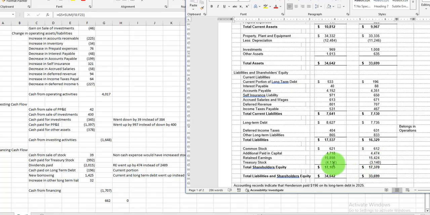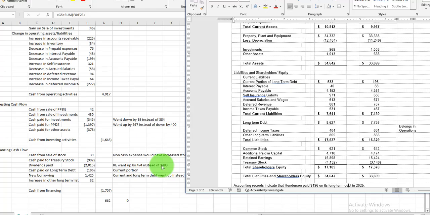Our treasury stock went more negative, which means we bought shares, we spent cash. That's always a contra equity account, like we learned in an earlier week. Okay, dividends paid, leaving our hardest ones to the last. For dividends paid, we look at retained earnings. If there were no dividends, we would expect it to go up by 2489. That's the amount of the net income.